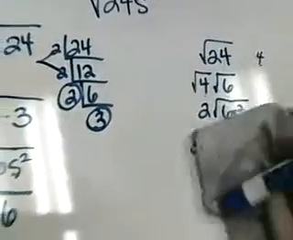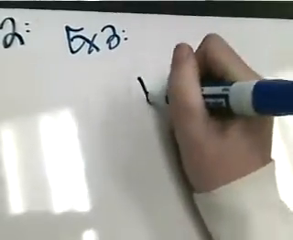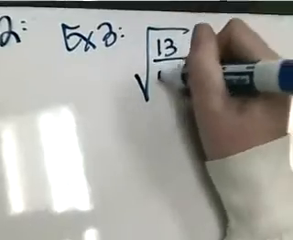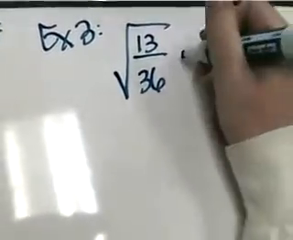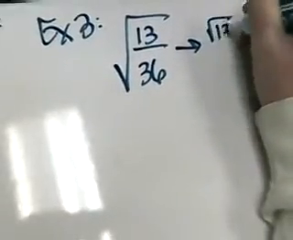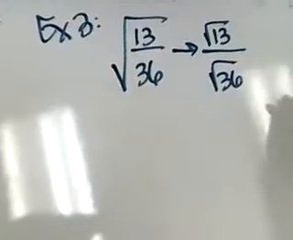Okay. Now they're going to try to make it tricky on you because they're going to throw fractions in. But don't worry about that. Example 3 gives us the square root of 13 over 36. Now, as soon as I see this fraction in a radical, I just split it up to this. Let's take care of the square root of 13. Let's take care of the square root of 36.